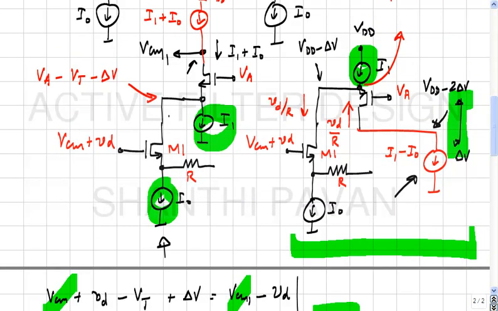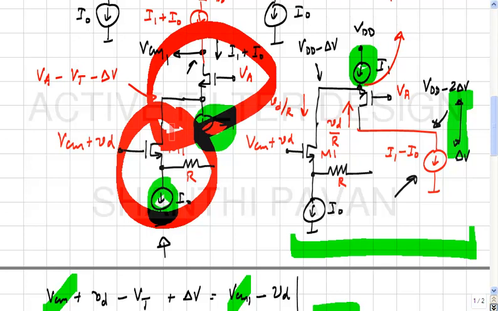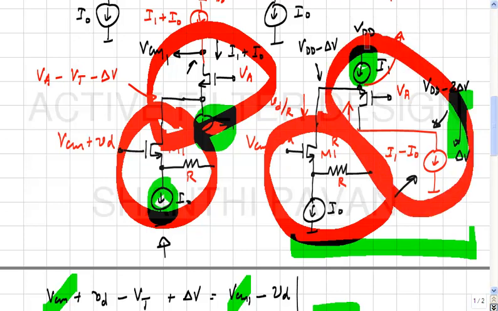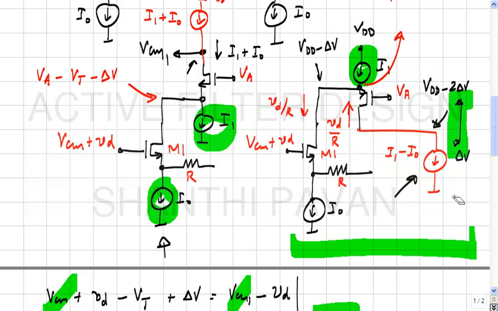This is the voltage controlled current source. This is the current controlled current source. Similarly, this is the voltage controlled current source. This is the current controlled current source. However, there is a small, subtle difference between the guy on the left and the guy on the right. Alright. This is a cascode, correct? In the sense that we have discussed earlier.